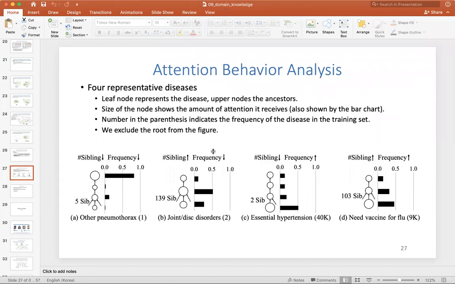All right. So moving on to the attention. Okay. So 4 diseases, and these nodes represent the chain. The leaf node represents the disease itself, and the size of the node represents the attention that it is receiving from the model. Also the bar graph is the same thing. The larger the node, the stronger the attention. And here the 5 sib means it has 5 siblings. And this number in the parentheses represents the number of occurrences in the training set.